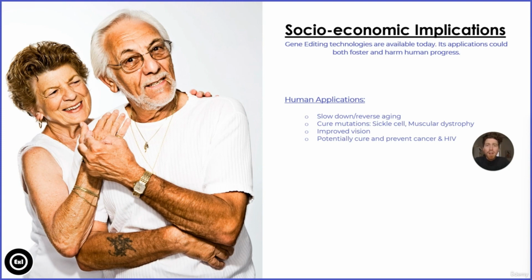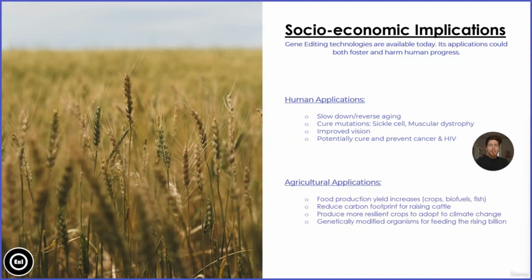Let's continue with the agricultural applications. Gene editing can also be used to increase the yields of certain produce like crops, biofuels and fish, and can enable humanity to get more from less. It can also reduce the carbon footprint of raising cattle, because as we learned in the climate tech module, the agricultural sector and especially raising cattle has a huge carbon footprint, or in this case a methane footprint.